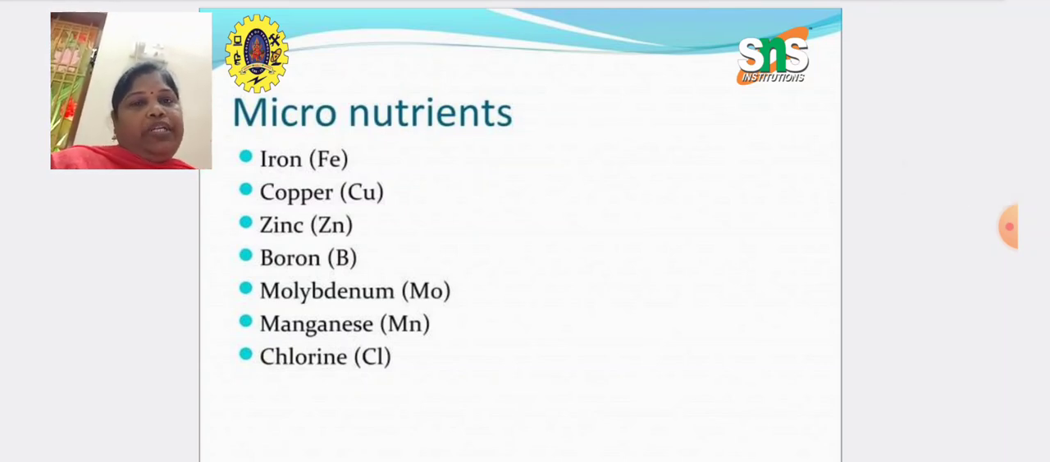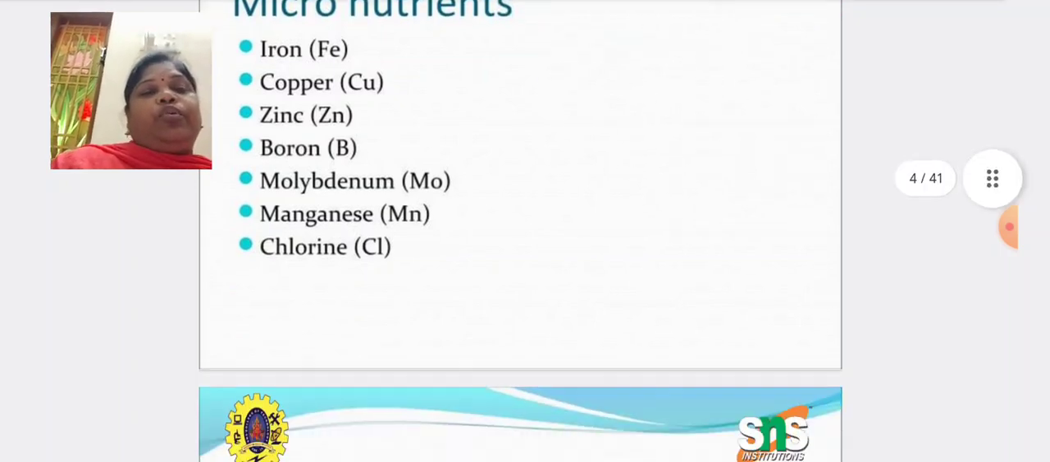Then another category is micronutrients, which are also very important for the growth of the plant. Only a very meager amount is needed for plant growth. What are the micronutrients? Iron, copper, zinc, boron, molybdenum, manganese, chlorine. Iron, the symbol is Fe. Copper is Cu. Zinc, capital Z n. Boron, capital B. Molybdenum, Mo. Manganese, Mn, capital M, small n. Chlorine, Cl. These are the elements required in meager amounts for the growth of the plant.